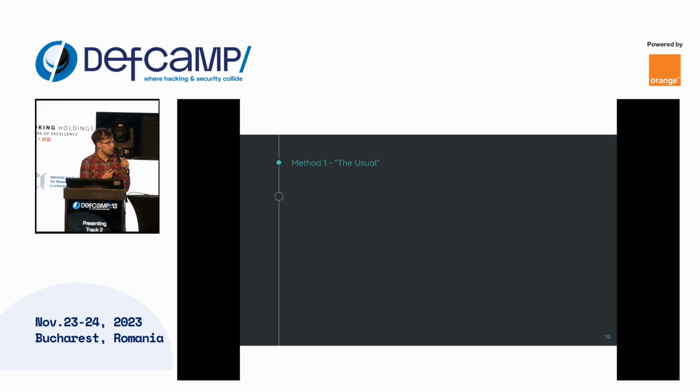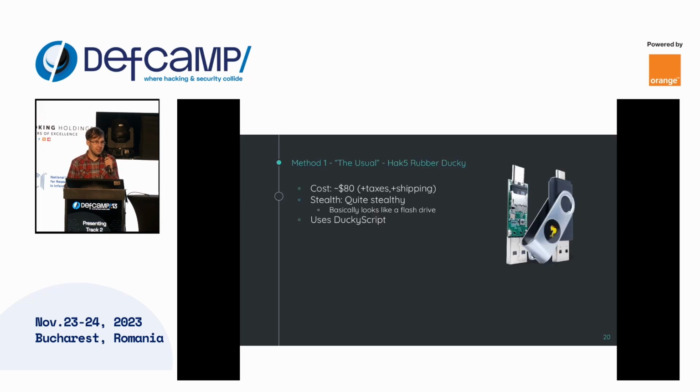I called this the usual, because when you see BadUSB, you usually see this device. And as some of you might have already anticipated, it's the Hak5 Rubber Ducky. The cost of it is $80 US, plus taxes and shipping, because those are usually not included. It's quite stealthy already. This is an advantage. It's basically a flash drive. It looks unsuspicious if you don't include the duck sticker, but you don't have to.